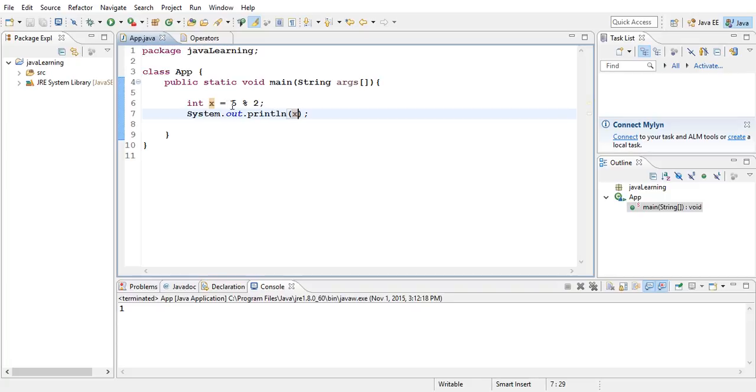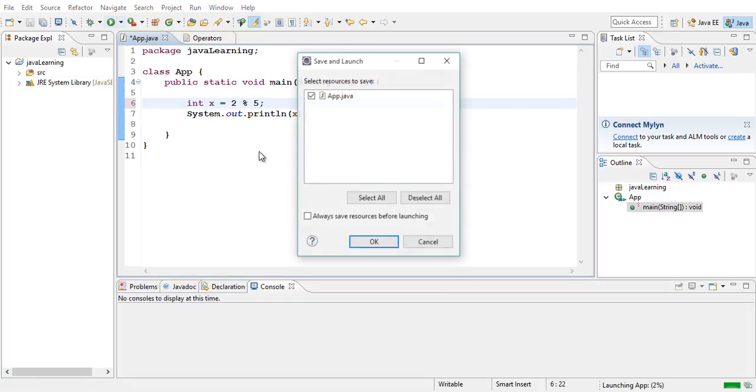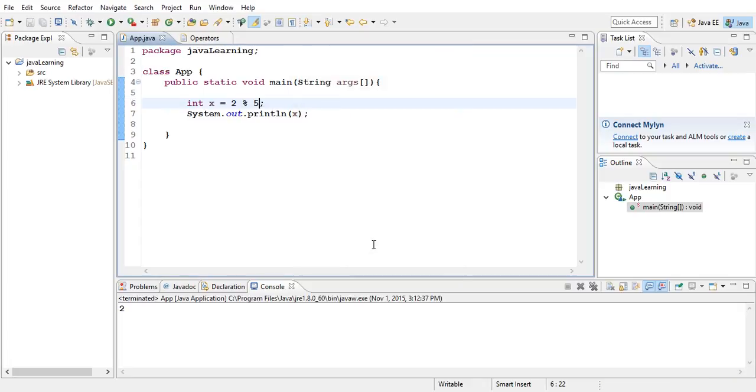But if the first number here was less than the second number, then we will get the smaller one in result, that is our result will be 2. So now you know what modulus operator does.